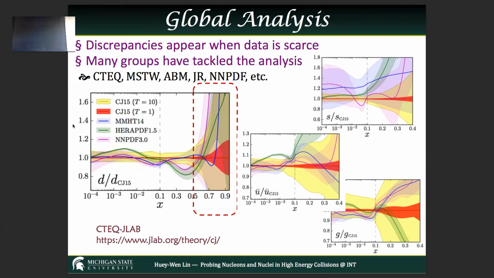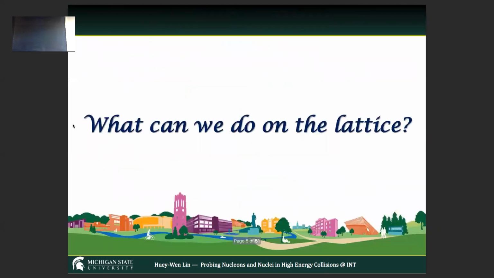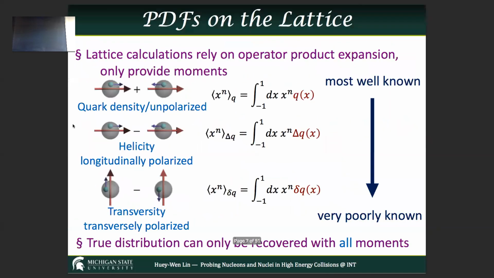So these are all the areas. Hopefully one day we will be able to use lattice-QCD to help constrain some of these distributions. And so, what can we do on the lattice? I'm just going to skip the lattice-QCD introduction. I'm sure yesterday you had a lot of good introduction to that.